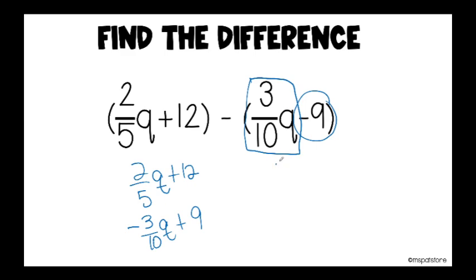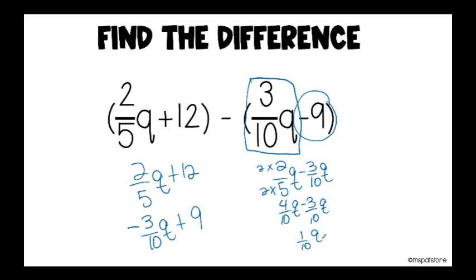So if I have 2/5 q and negative 3/10 q, as you already know, I cannot subtract them because they do not have the same denominator. So let's multiply my denominator by 2 and my numerator by 2. And now I have 4/10 q and negative 3/10 q. 4 minus 3 is 1. So I have 1/10 q. Now I'm ready. Let me write it down here.